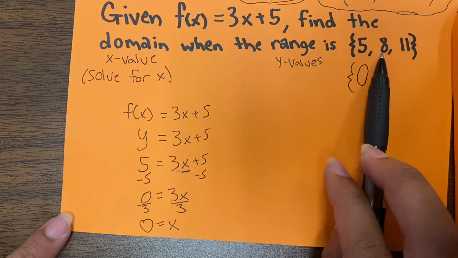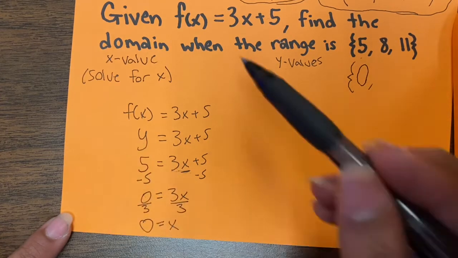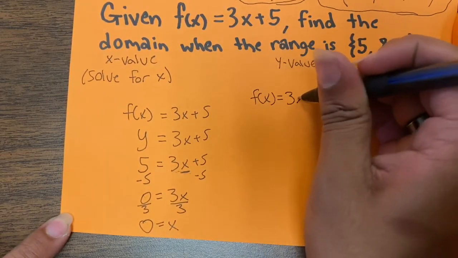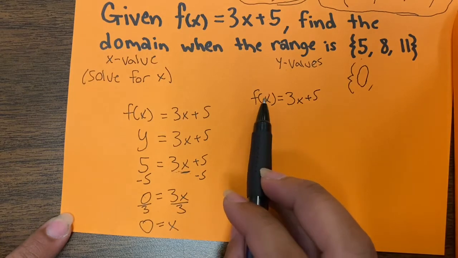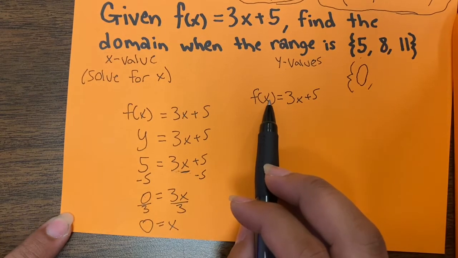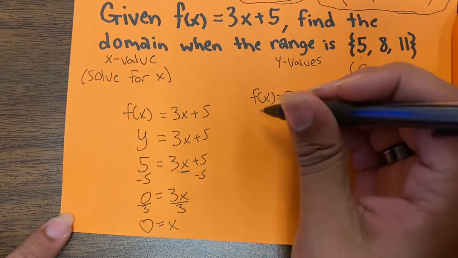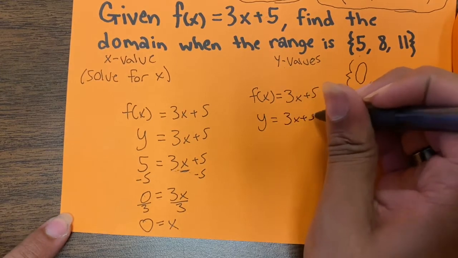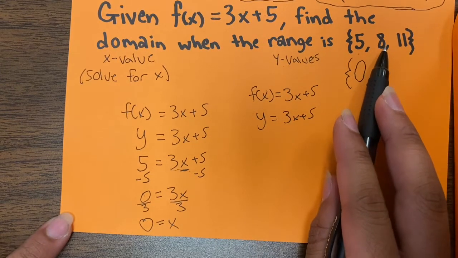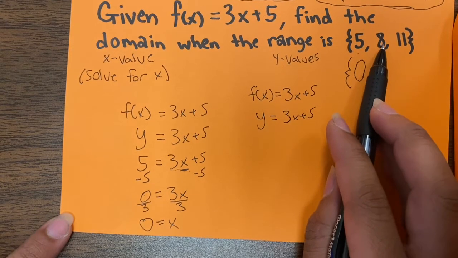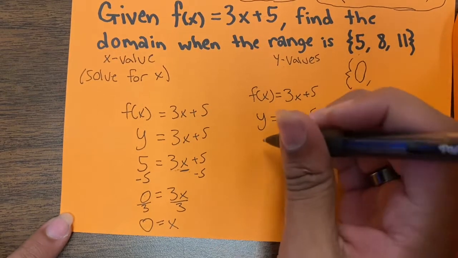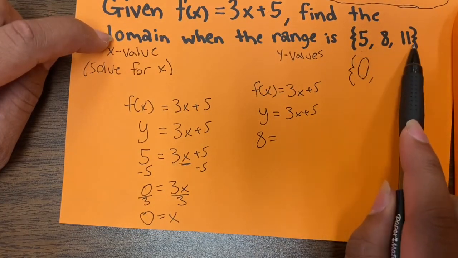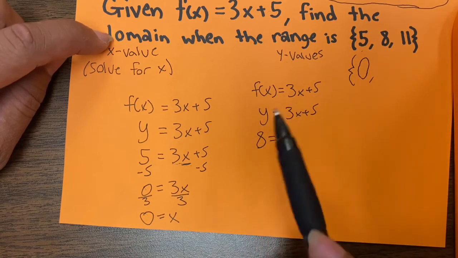Let's do it again this time. We're going to plug in 8 for f of x. So the f of x, remember, is the same thing as y. So it's saying the output of x, the function of x. So I'm going to replace that with y equals 3x plus 5. And then I'm going to plug in my next value, 8, for y, because I want to see what happens. So you notice this is saying solve for x when y is this. So when y is 8, I'm solving for x.